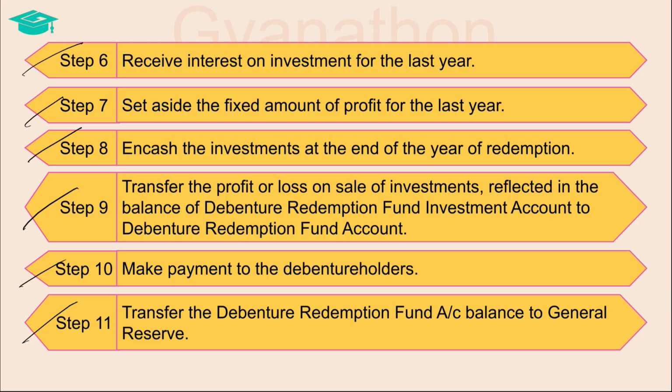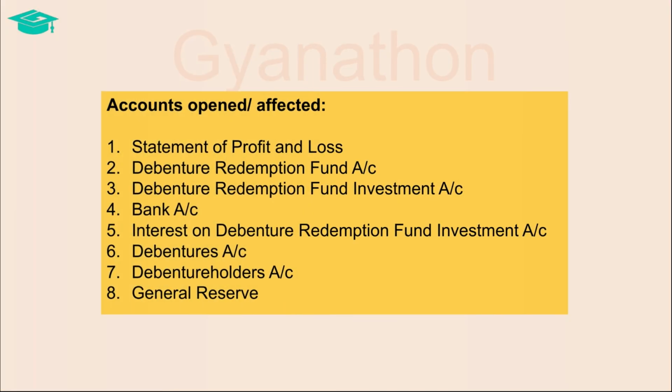But before that, first let us see what are the accounts that are involved in the journal entries relating to the sinking fund method. The accounts that are opened or affected while making the appropriate accounting treatment as per the sinking fund method are the statement of profit and loss, debenture redemption fund account, debenture redemption fund investment account, bank account, interest on debenture redemption fund investment account, debentures account, debenture holders account, and general reserve. Now, let us see the journal entries in this regard.